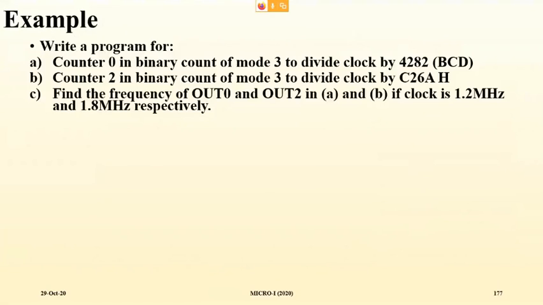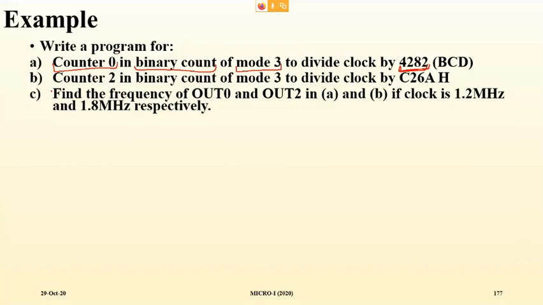Now here the question is, write a program for A. Counter 0 is working in binary count, mode 3. Binary count, okay, we'll be loading the count value in binary form, and the counter is working in mode 3. Divide the clock by 4282. This is the count, and we are using counter 0. So this is the first question.